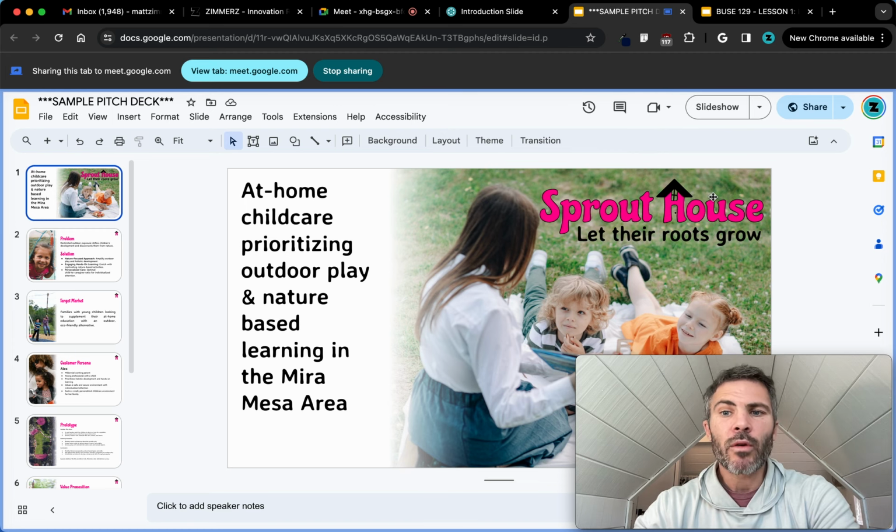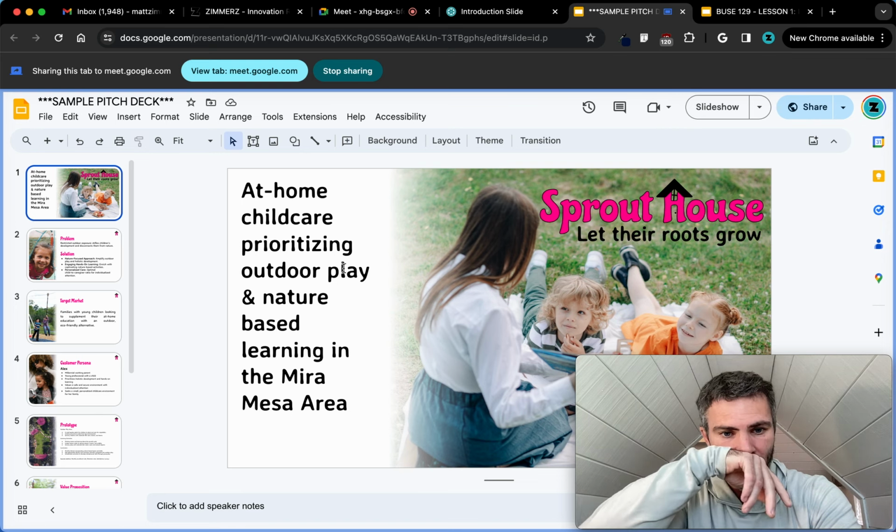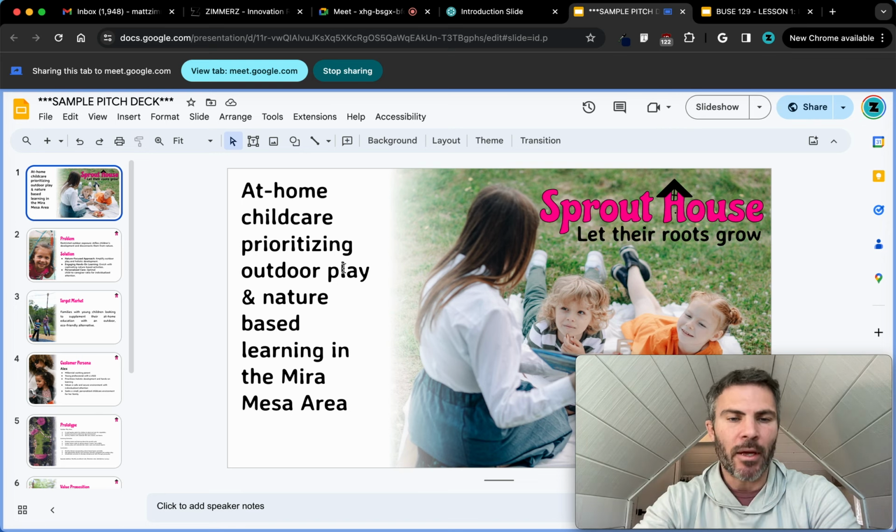So one, we put some work into a logo and a tagline. Two, we've got some imagery to connote what our business is. And then lastly, we've got a one sentence, very short statement, saying very succinctly what our business is.